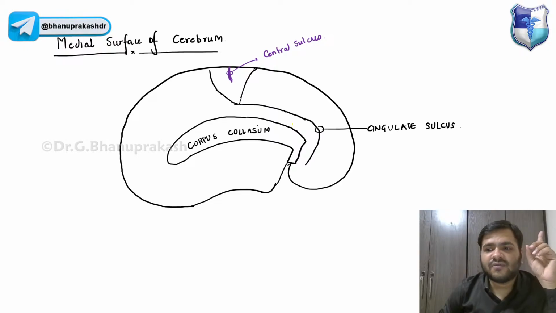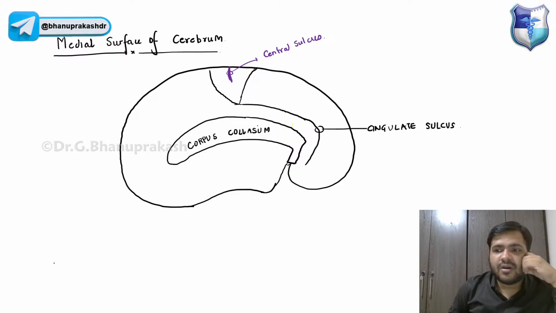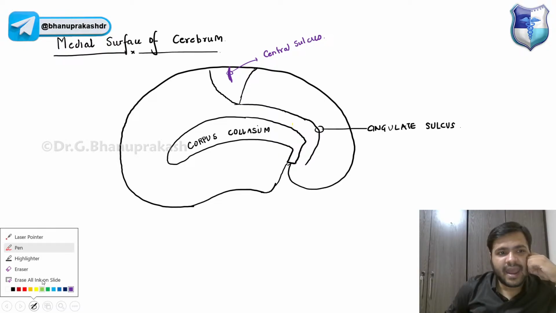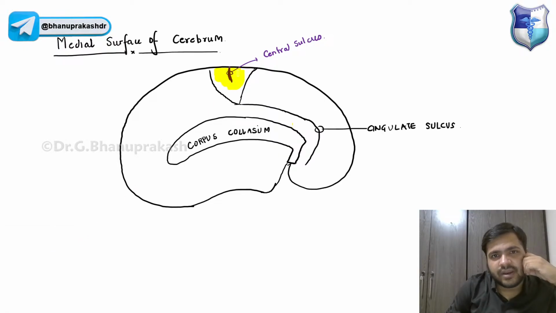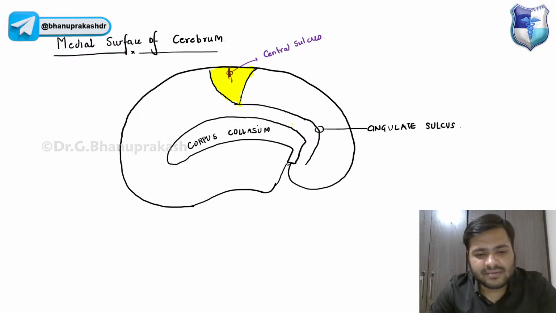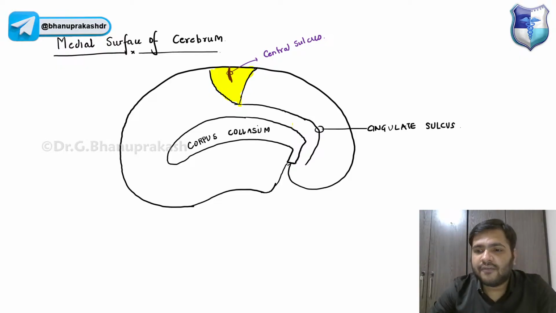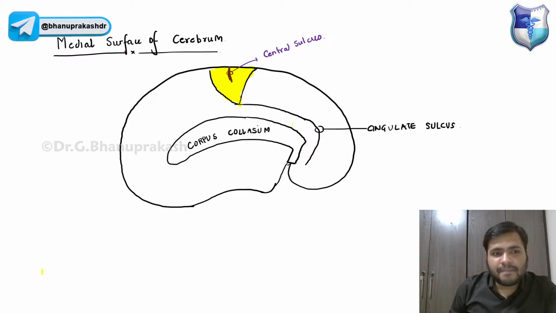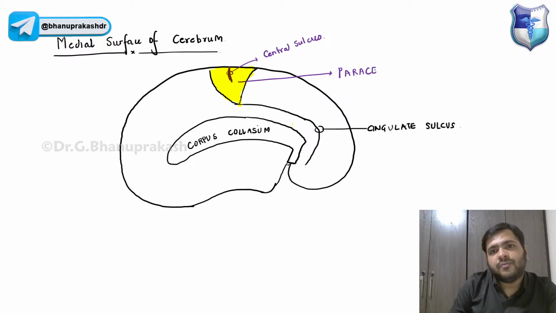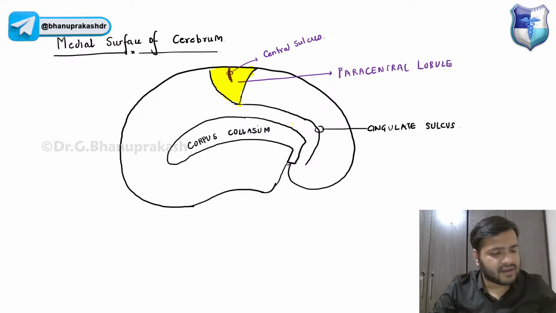And this projection over here is important, because the area around the central sulcus, between the two limbs of the cingulate sulcus, this area which I'm talking about right now, is called as the paracentral lobule. This area is called as the paracentral lobule.